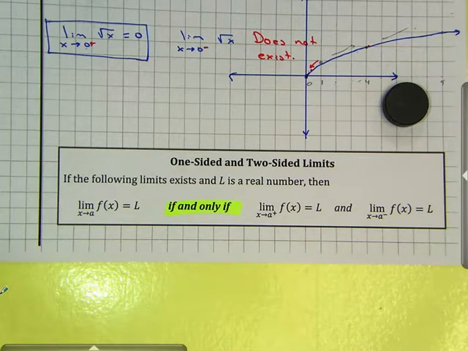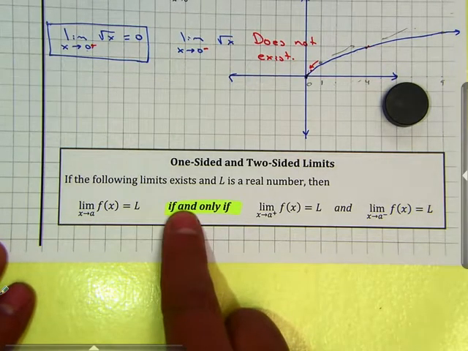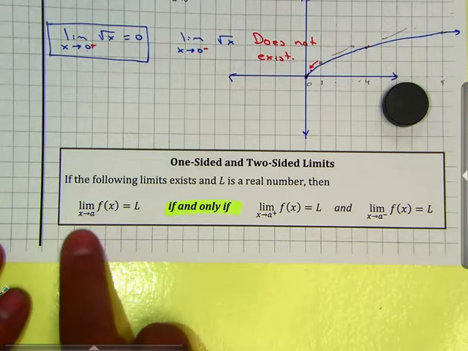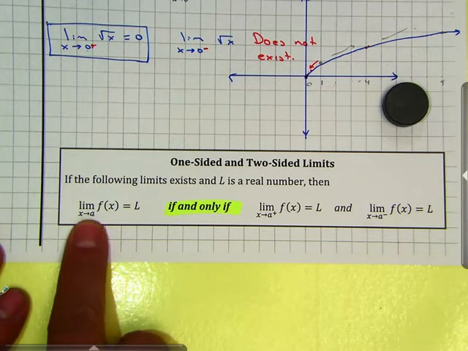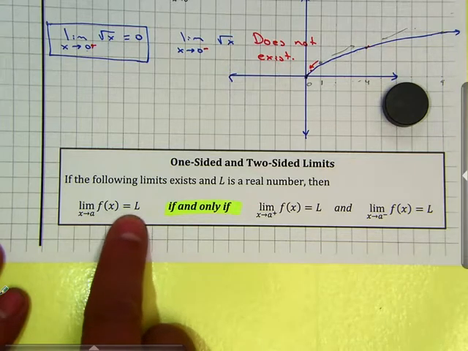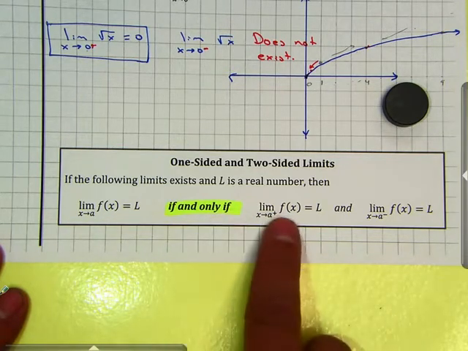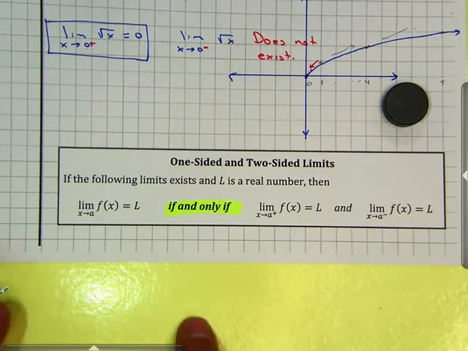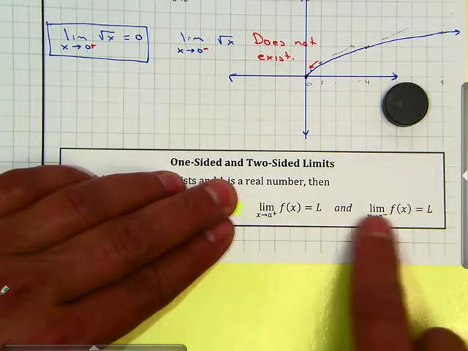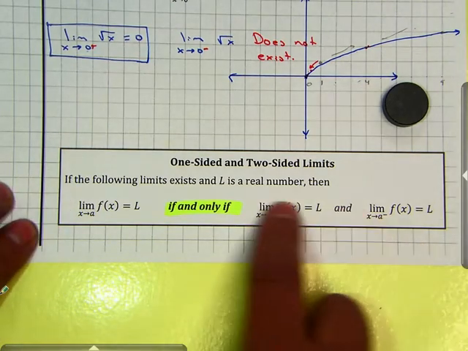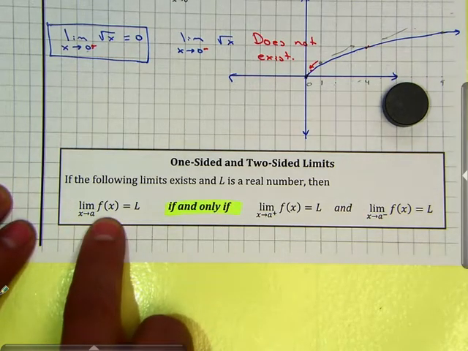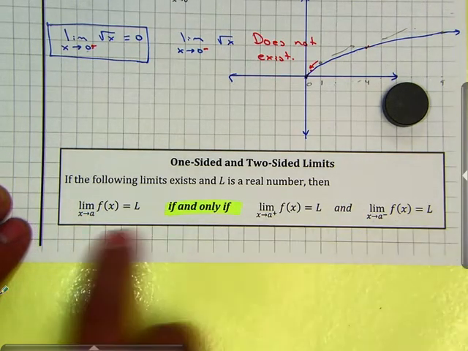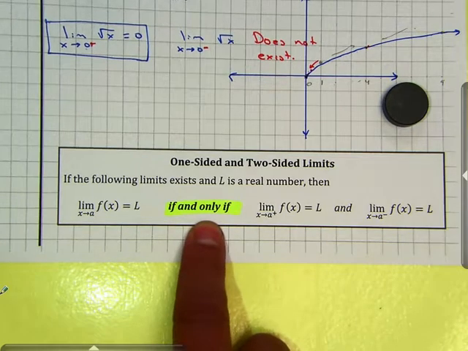So what did you guys decide? If it says if and only if, it means that it works both ways. If the limit of f of x, which means both sides, from the left and the right, if there's such a number, that means that there's a limit from the left and from the right. And if there's a limit from the right and from the left, it means that there's a limit from both sides. So it works one way and the other. That's why whenever we use if and only if.